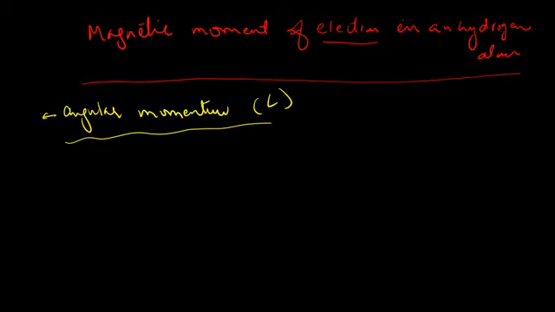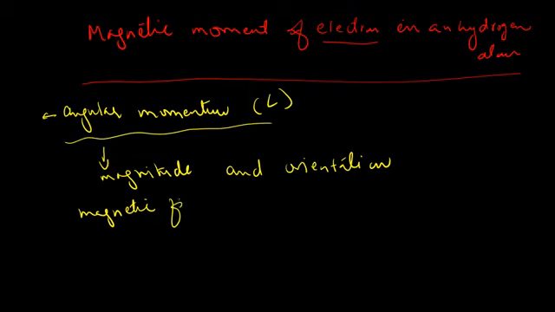That is the magnitude and orientation of L. The orientation of angular momentum of the electron in a hydrogen atom will decide the extent of magnetic contribution to the total energy of an atom. That is, when the atom is in a magnetic field, the magnetic field has its impact on the magnitude and orientation of angular momentum. So the orientation and magnitude of angular momentum will tell us the extent of magnetic contribution to the total energy of an atom when it is in the magnetic field.